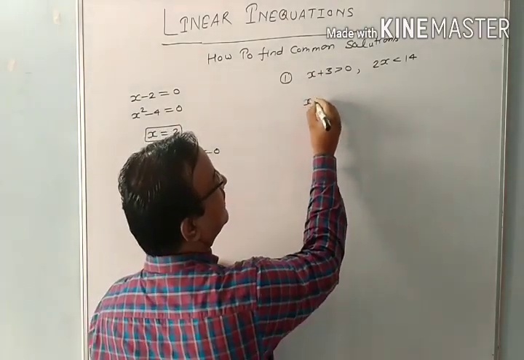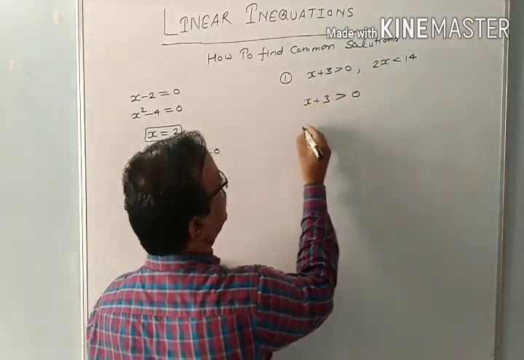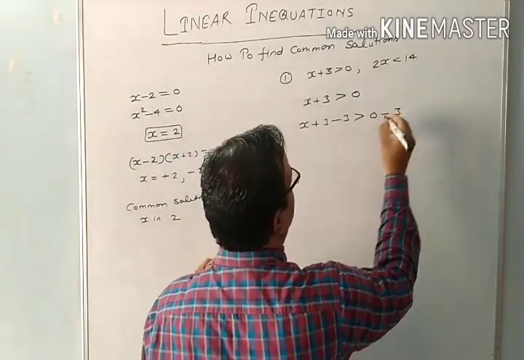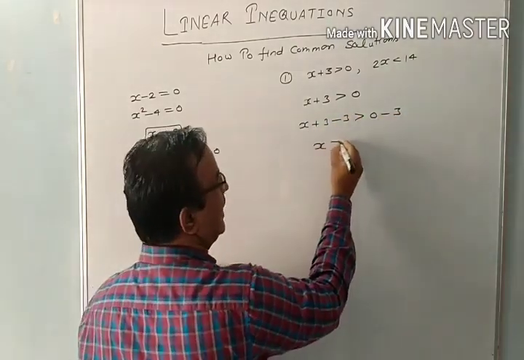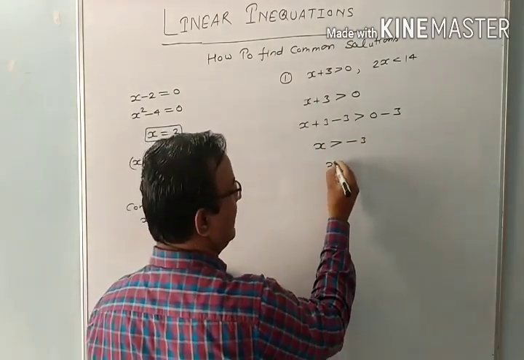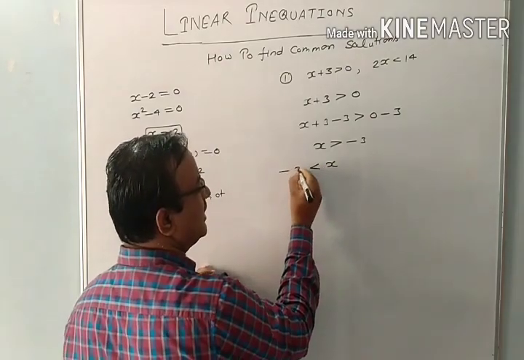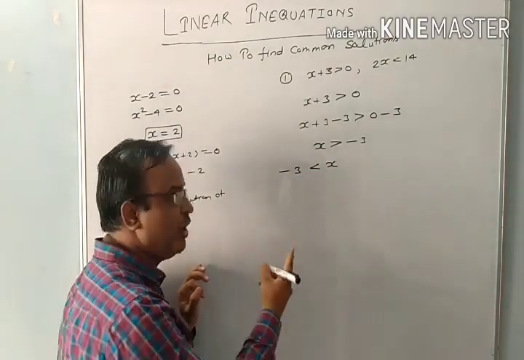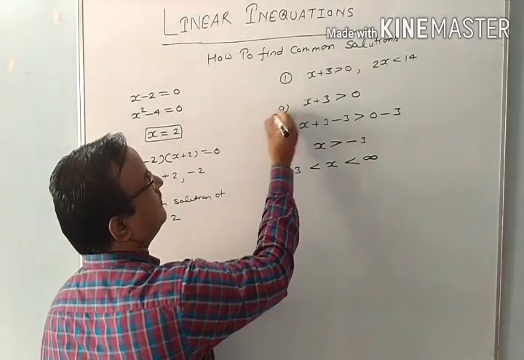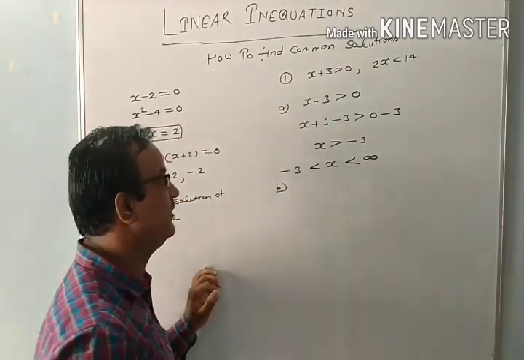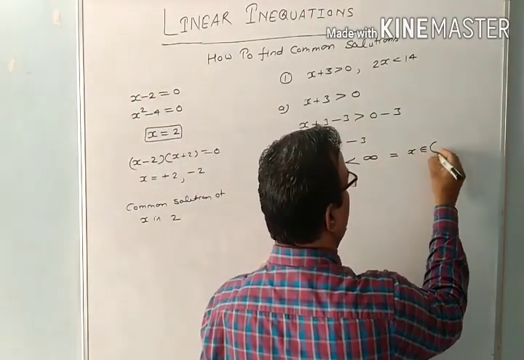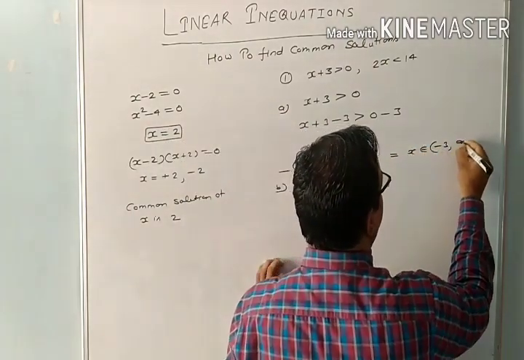x plus 3 is more than 0. So we write x plus 3 minus 3 is more than 0 minus 3. The 3 cancels out, so the value of x is more than minus 3, sorry. If the value of x is more than minus 3, but it is always less than infinity. This is the first equation. We can also write here x belongs to the open interval from minus 3 to infinity.